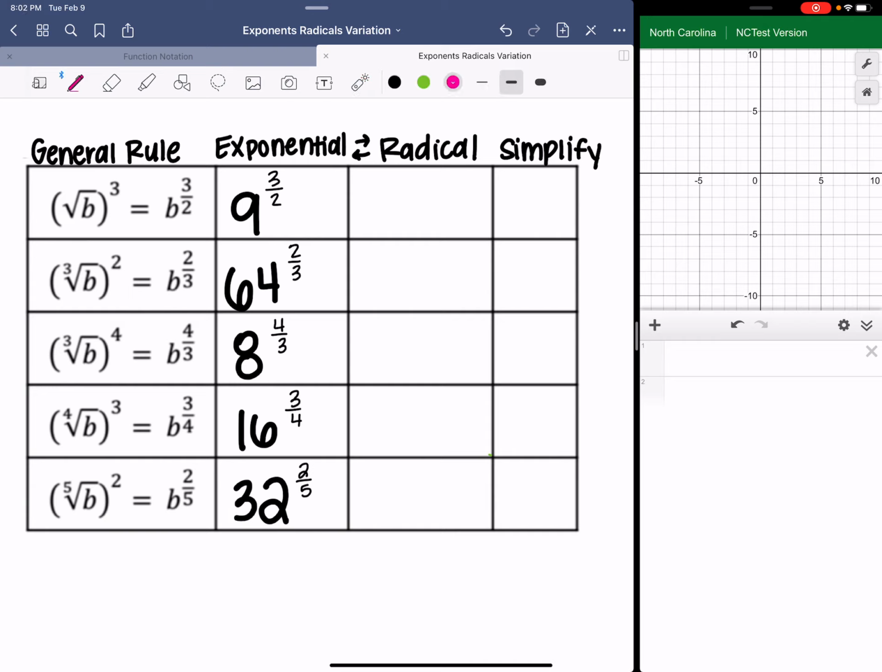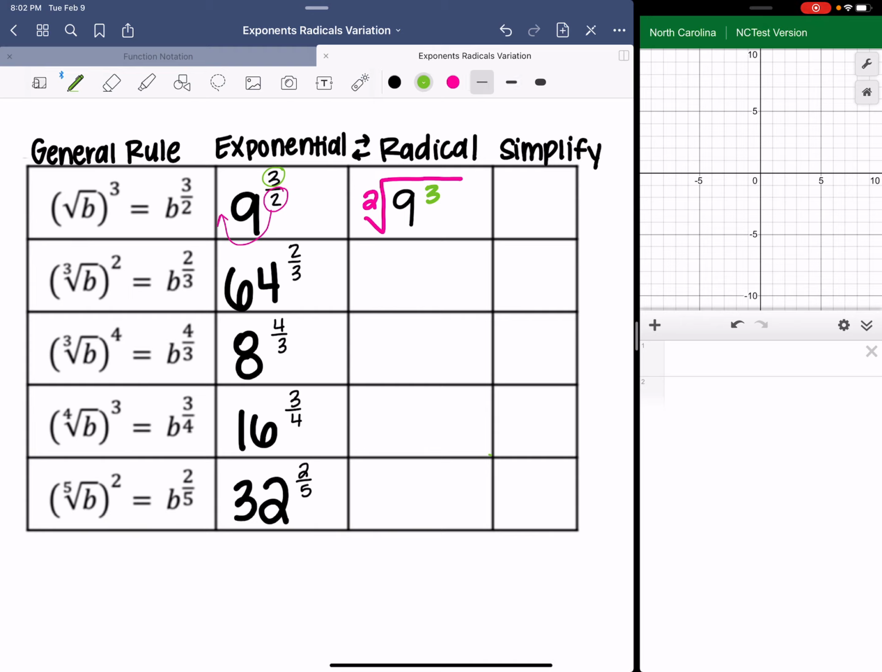If we have 9 to the power 3/2, we are going to take the denominator and make it the root or the index. So we're going to have the square root of 9 to the 3rd power. So notice that our exponent of 3 is going to be the exponent underneath the radical.